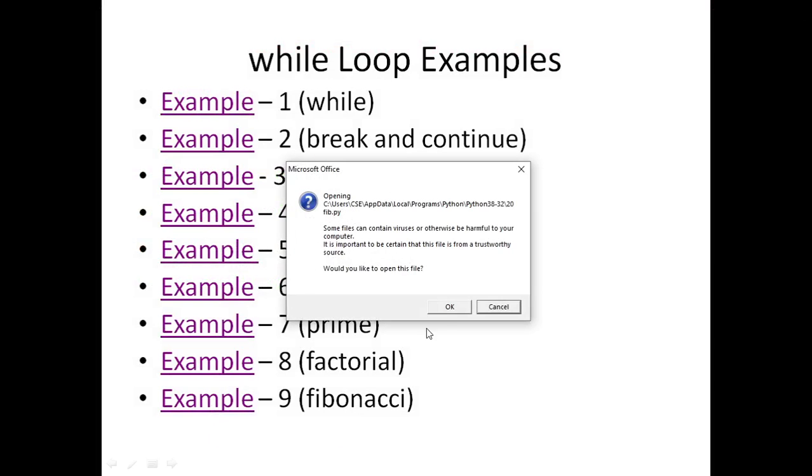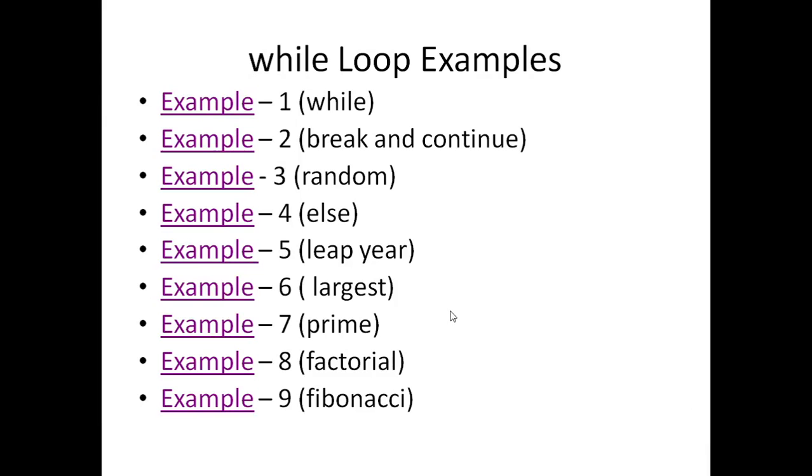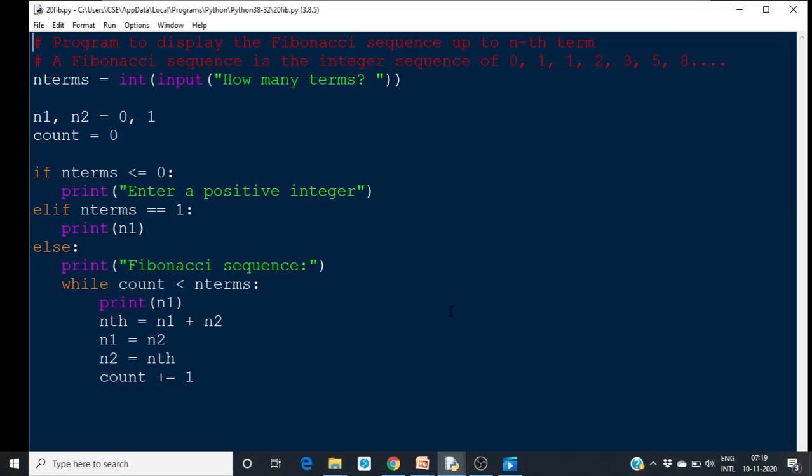Then we will see Fibonacci series. I hope you know this Fibonacci sequence. It is an integer sequence of 0, 1, 1, 2, 3, 5, 8. That is, the first is 0, then next is 1. The next digit is found from 0 plus 1, it is 1. Then this 2 is got from the previous two digits, 1 plus 1, it is 2.